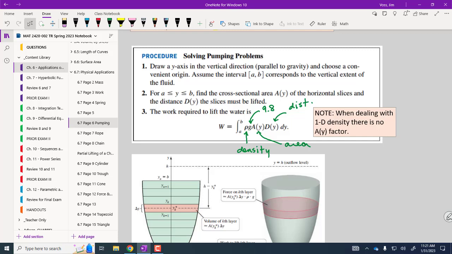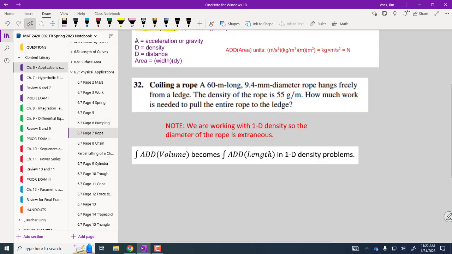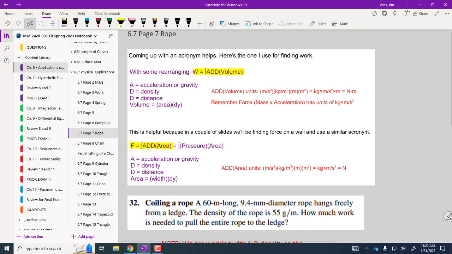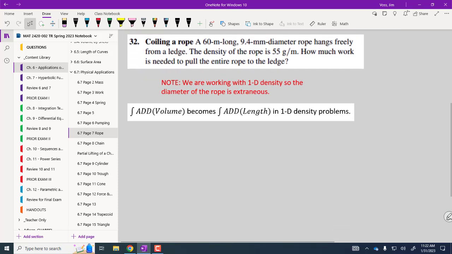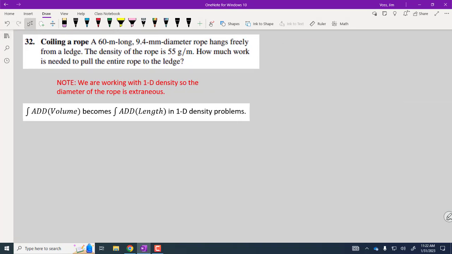So if we think about a chain or a rope coming down, when we do our cross section, there's no area. We are thinking of it as just a wire or a line, something that's one-dimensional. So we just don't have this one factor. So how are we going to modify that in our concept? So let's see how we're going to do that.